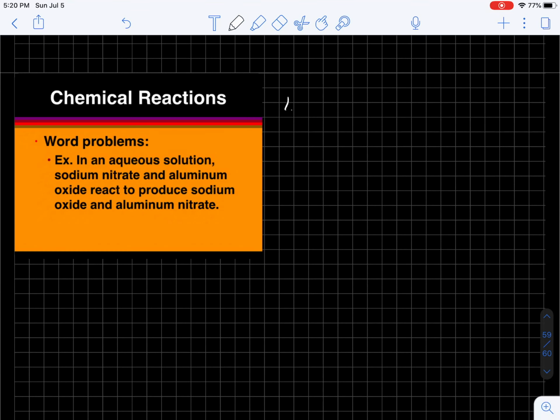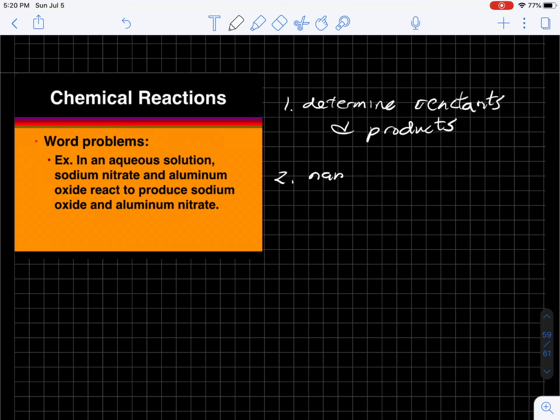All right, here we go. All right, so whenever you have these word problems, step 1, determine reactants and products.